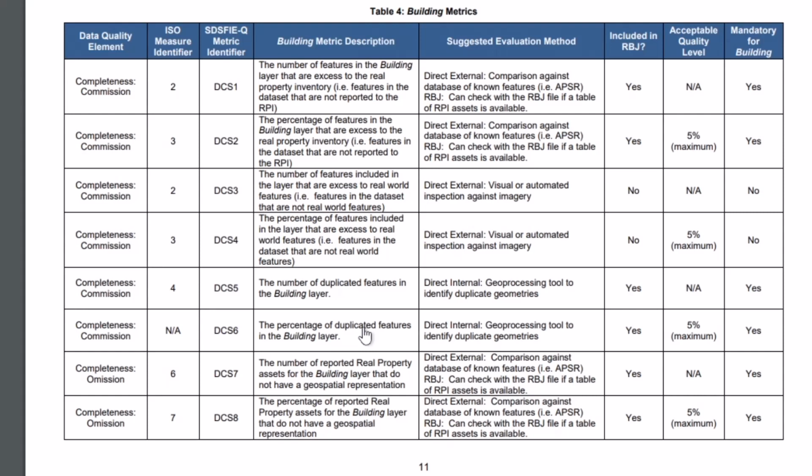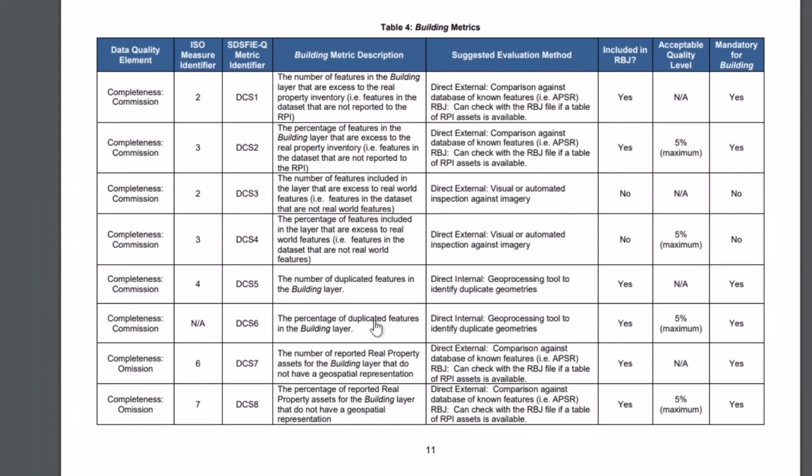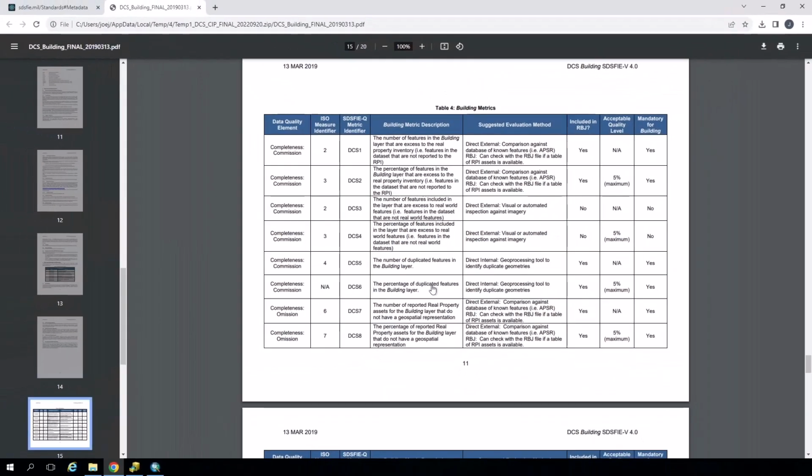Note that the acceptable quality level for DCS6 and DCS8 are both 5%, which means that reported values less than or equal to 5% receive a pass for conformance to the metric. With this information in mind, we are now ready to run the RBJ for building.